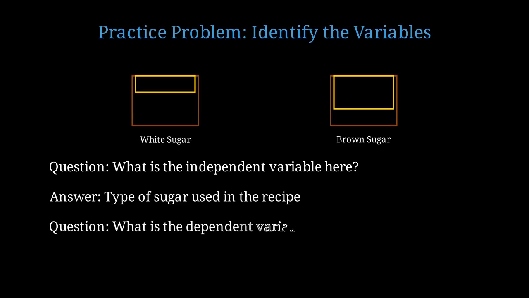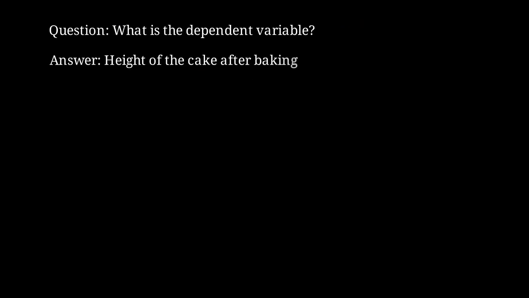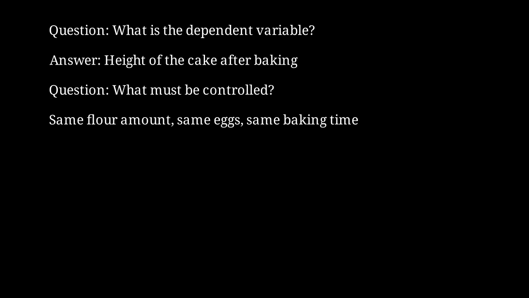What is the dependent variable? The dependent variable is the height of the cake after baking. This is what the student measures. Now the crucial question. What must be controlled? The same amount of flour, same number of eggs, same baking time and temperature, same oven, same size pan, same mixing method. What if one cake was baked at 350 degrees and the other at 375? Then you couldn't tell if height difference was due to sugar type or baking temperature. The experiment would be ruined.